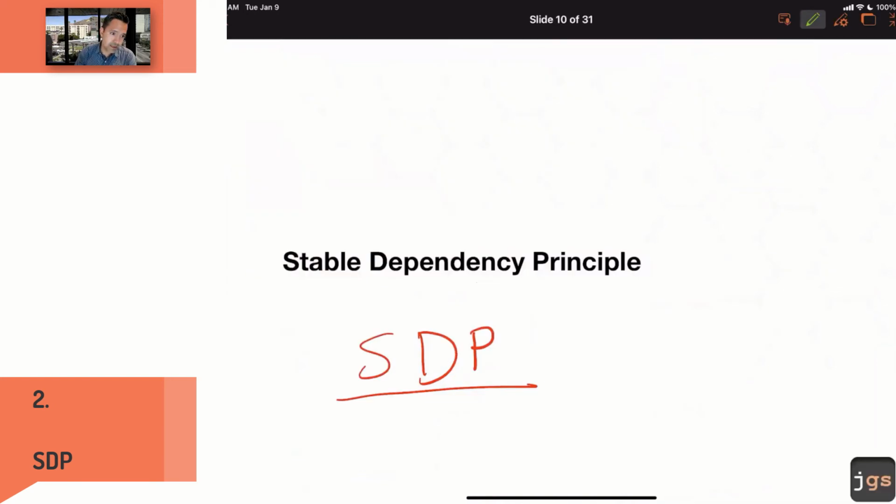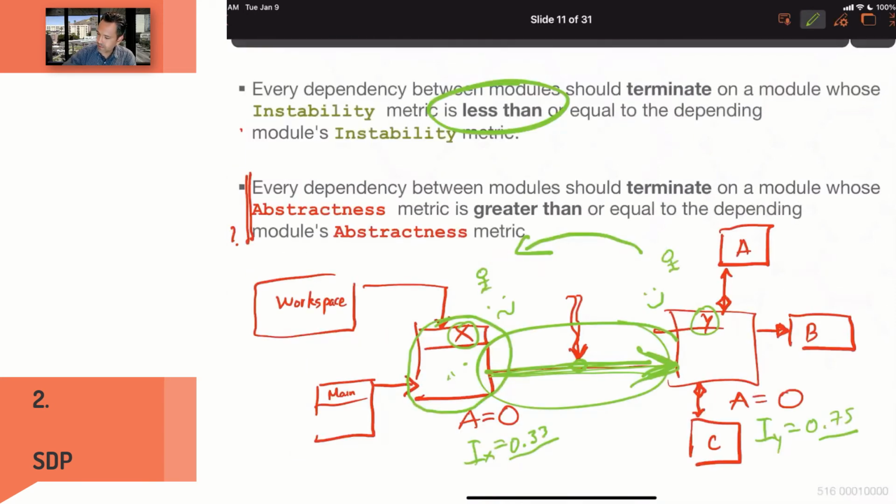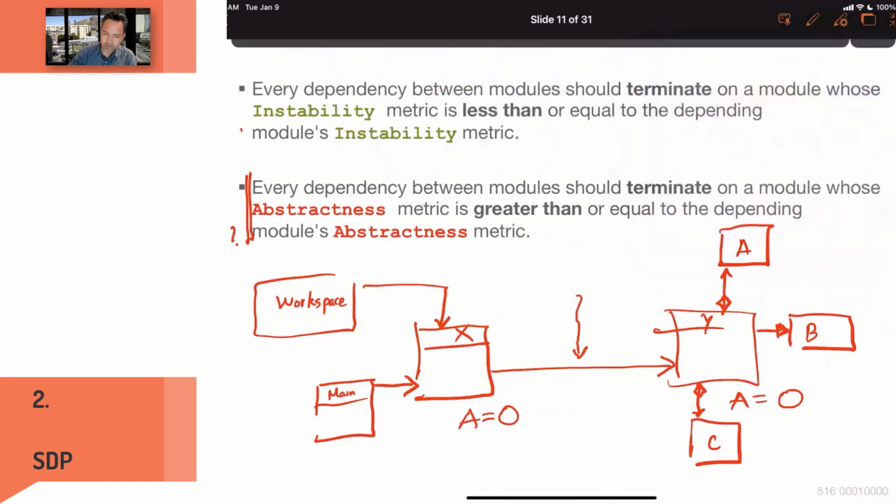Good. So SDP, as simple as this. Any question, guys?